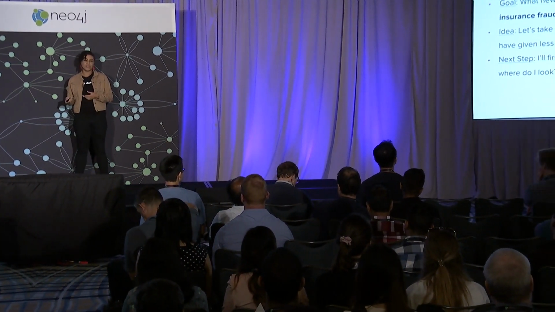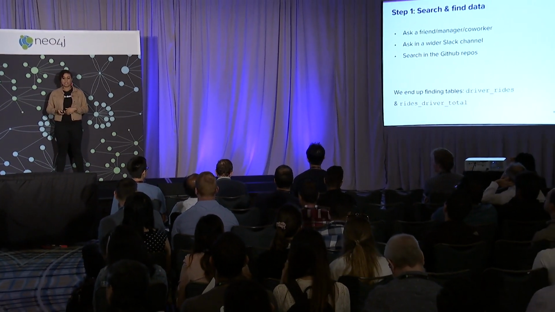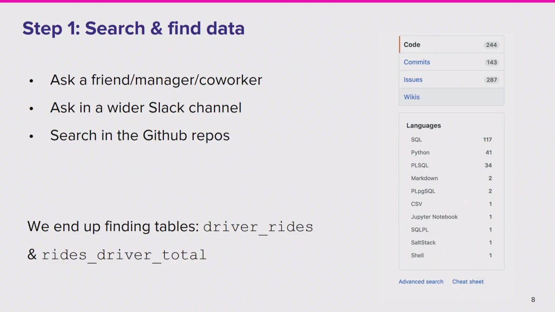And so your next question is, but where do I look? Without the proper tools, your process might look something like this. First, you might ask a friend or a manager or a coworker. Say they don't know, they've never looked at that data before. Next, you might ask a wider audience. At Lyft, we use Slack to communicate with each other. Different teams have different Slack channels. So you might end up spending some time hopping around different Slack channels, asking questions, doing a bit of back and forth, and not really getting your answer.